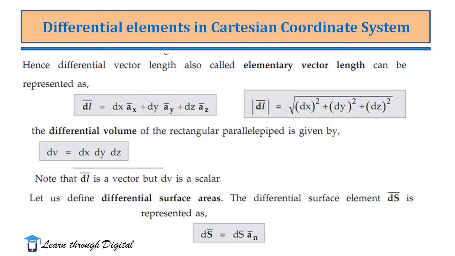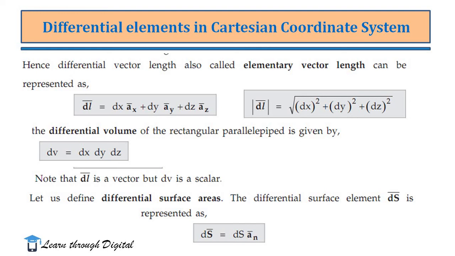The differential vector length, also called the elementary vector length, is represented as dl vector equals dx ax vector plus dy ay vector plus dz az vector. The magnitude of the differential vector length is the square root of dx squared plus dy squared plus dz squared. The differential vector length is the vector joining the original point P to the new point P dash.